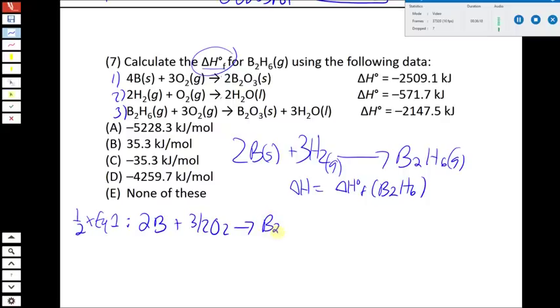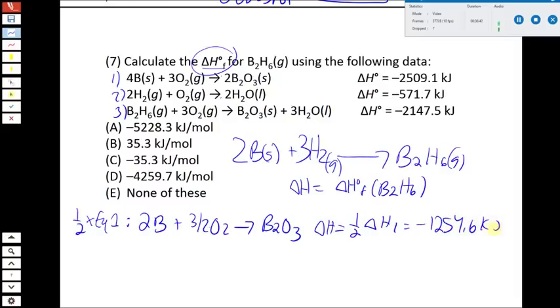going to B2O3. And the delta H for this modified equation is going to be 1/2 times the original delta H. So this first delta H is minus 2509.1. Because we multiplied all the coefficients by 1/2, we also multiply delta H by 1/2. And so we take this number and multiply it by 1/2, and we get minus 1254.6. All right, so that's the modified delta H for that one.